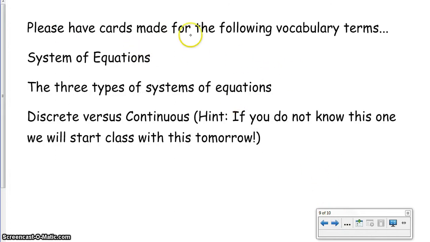So, tomorrow, please have cards made for the following vocabulary terms. What is a system of equations? And don't forget on the back, you should have the example. The three types of systems of equations, and discrete versus continuous. Hint, if you don't know this one, we'll start class with this one tomorrow.